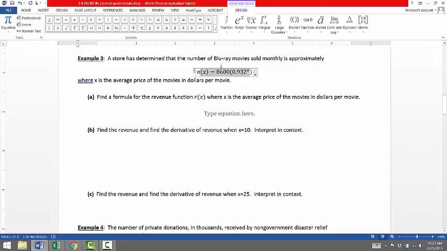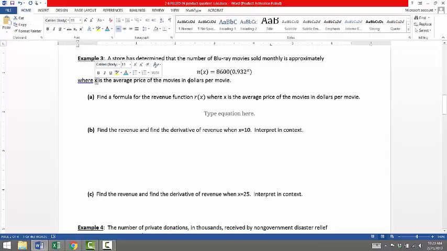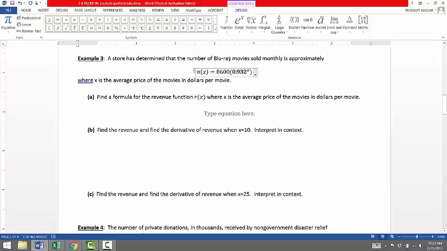So I see from this function, just to start us off, if X is 0, we have an output value of 8,600. That means if the movies were free, they actually would be able to give away 8,600 movies. It also has a decreasing function. And so as the price gets larger and larger, they sell fewer and fewer movies. Okay, so that makes sense.